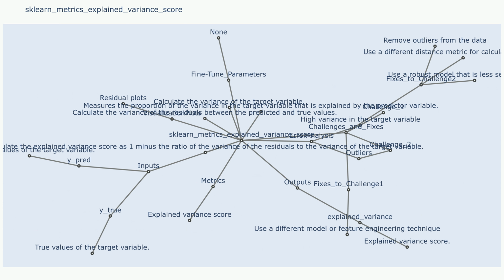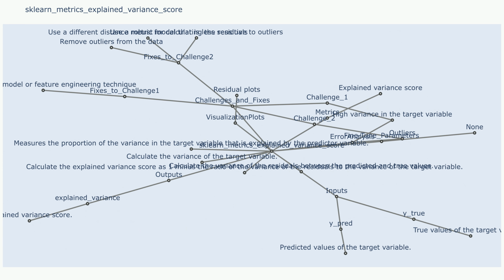Fixes to Challenge 2: use techniques like regularization to prevent overfitting. Consider reducing the complexity of the model by selecting fewer features or using a simpler model. Employ cross-validation to evaluate the model's performance on unseen data.